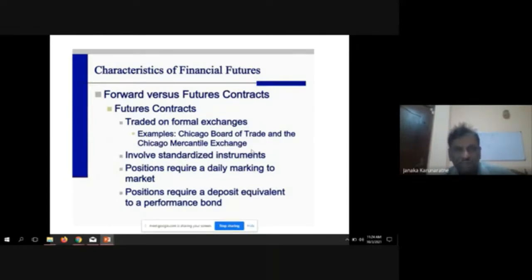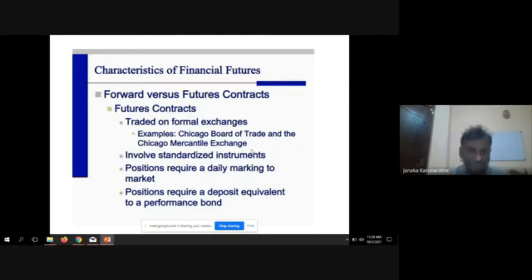Then let's look at the difference between futures as well as forwards. What is the difference in characteristics? In general, forwards and futures both serve the same purpose. It's a hedge against possible future adverse movements of, here I am referring only to interest rates. It could be applied to any other thing, equity, commodity, anything.